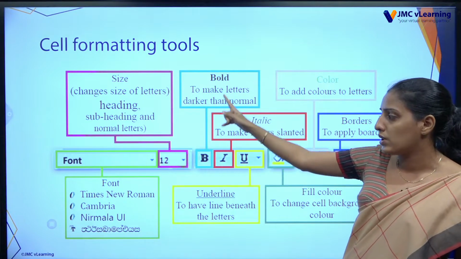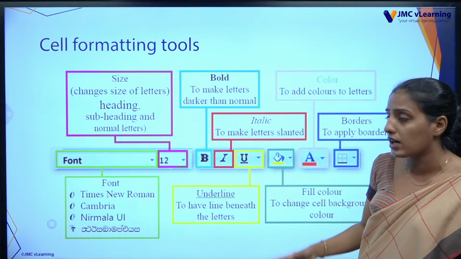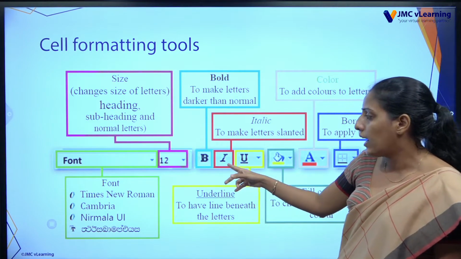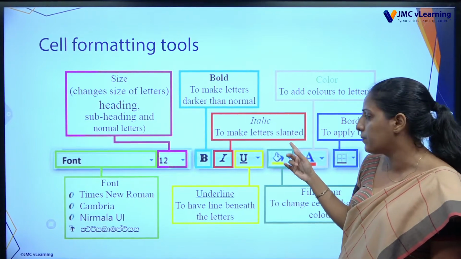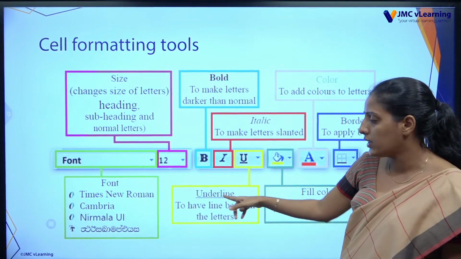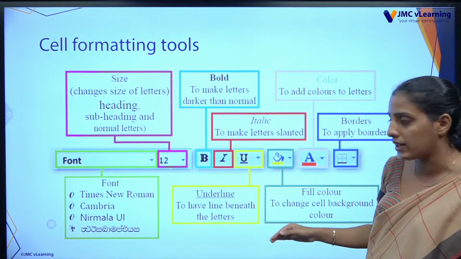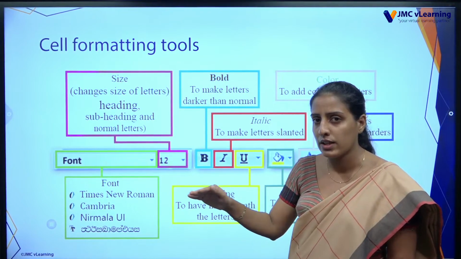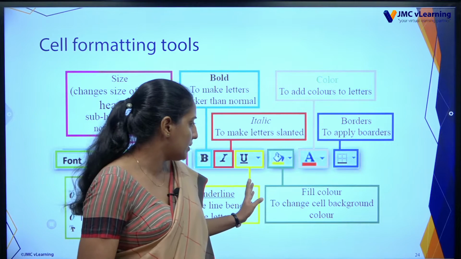This icon is bold, used to make letters darker than normal. And I is italic, to make the letters slanted. This is U, underline, to have a line beneath the letters. If you want to underline the text or the numbers, you can use the underline method.